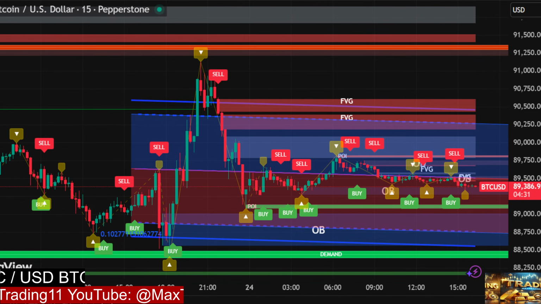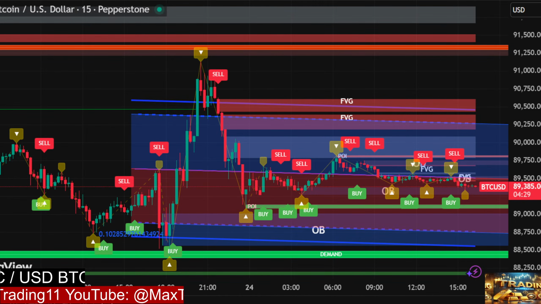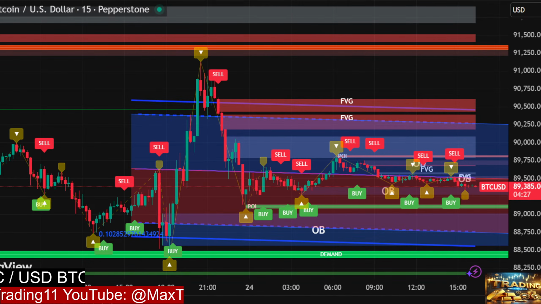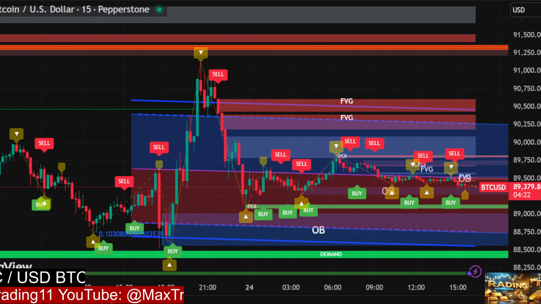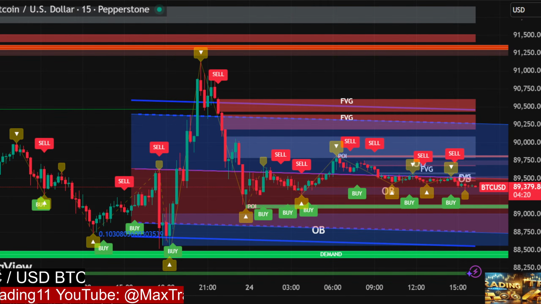We are observing a rhythmic movement here. An impulsive wave followed by a corrective phase, all contained within our channel structure. This is healthy price action and confirms the validity of the current trend.